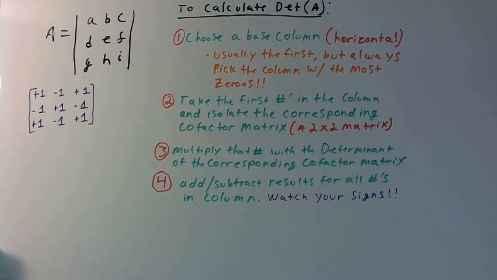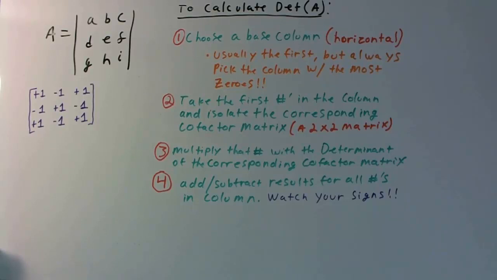Alright, so today I'm going to show you how to calculate the determinant of a 3 by 3 matrix, and the way I'm going to do this is using the method of cofactors, I believe is the name of it. There's another way of doing it, but this is the way I've learned and the way that I've used for this entire time. So to calculate the determinant of A, first you choose a base column, right?